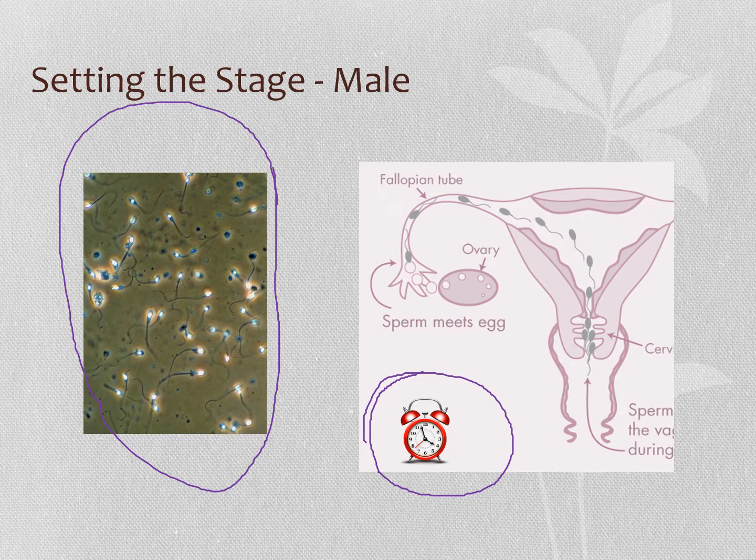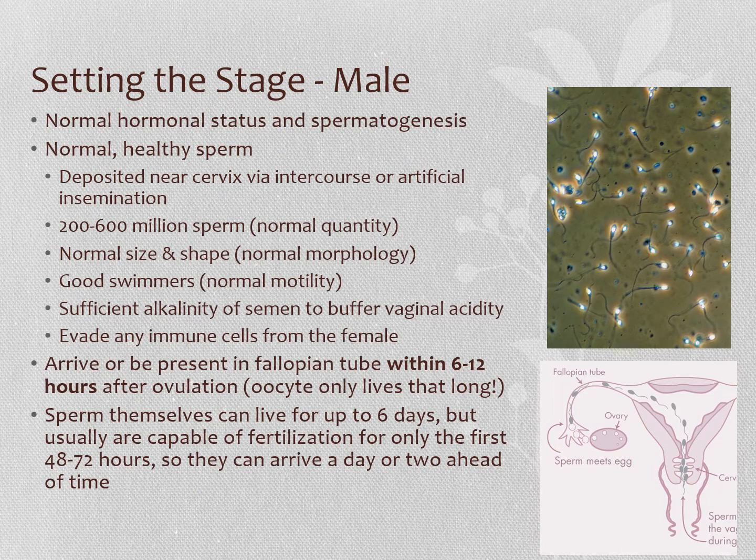So the sperm either has to already be waiting in the fallopian tube for when the oocyte comes out, or it has to get there very quickly after ovulation occurs. And again, there's that information if you didn't catch all of it.